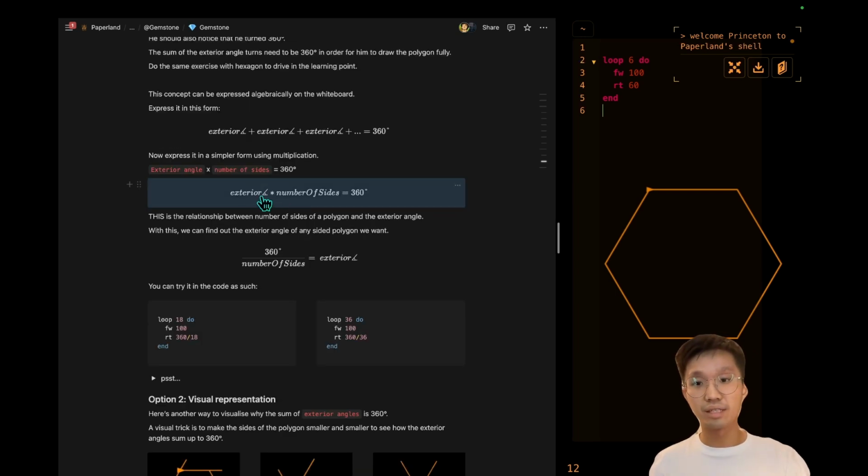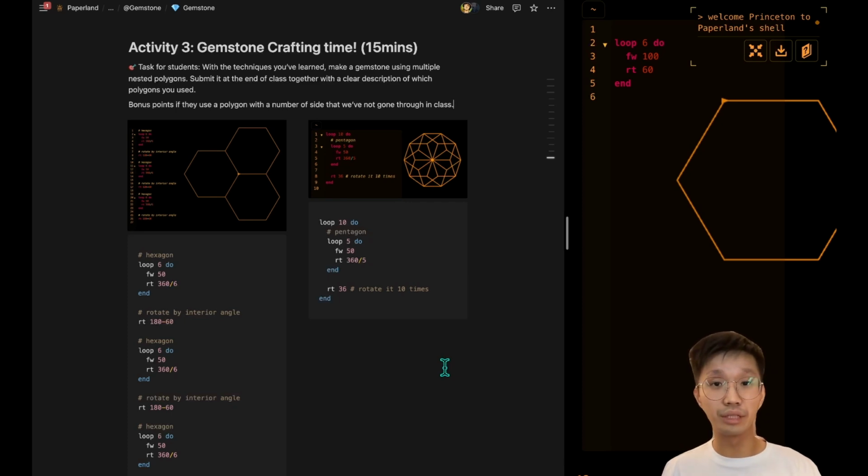And this exterior angle times number of sides equals 360 degrees is the formalized mathematical formula which we want them to walk away with. If you rearrange it, you can get the exterior angle equals 360 divided by the number of sides. And ta-da! The students would have discovered for themselves, through observations and pattern recognition and their own hypothesis of how shapes are formed, that this relationship can be expressed in this mathematical formula, which is a beautiful thing. Using their newfound knowledge comes the most interesting part of the class.